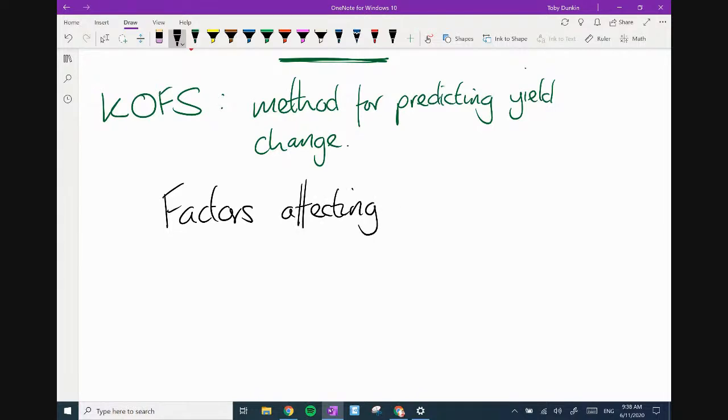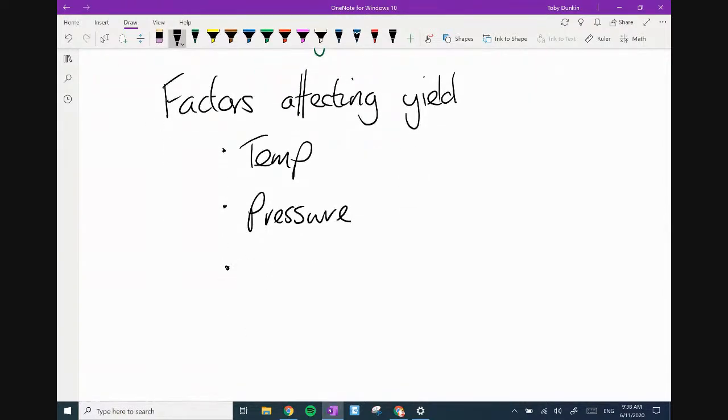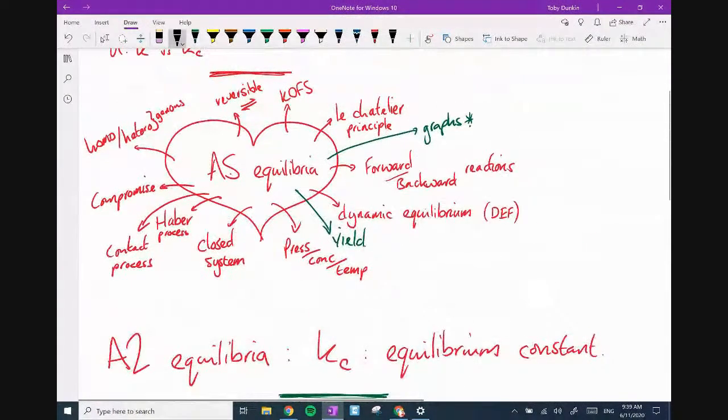Factors affecting yield. We already have from Kayun: temperature, pressure, and concentration. Temperature, pressure. Oh, I've suddenly realized there's a mistake.